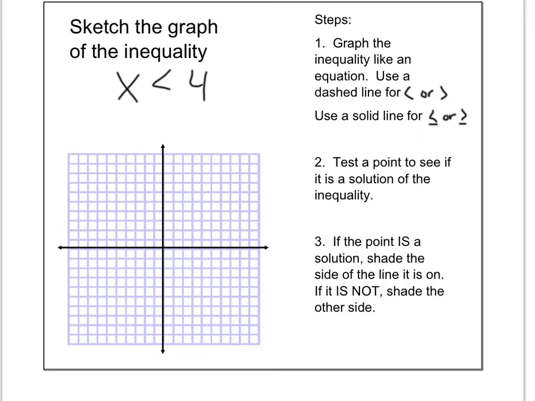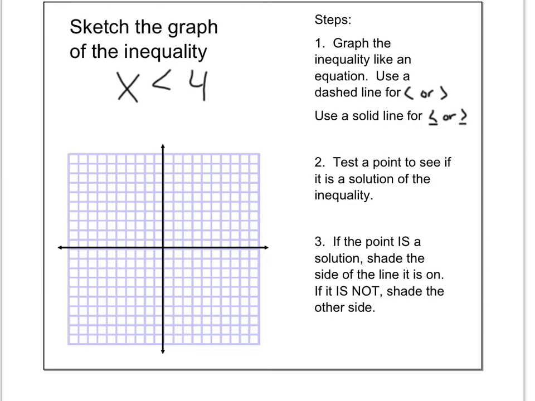So this says we want to sketch the graph of the inequality, and your steps for all of these are over here. Okay, we're going to graph the inequality like it's an equation. The only thing that we need to pay attention to start with is that if the inequality is less than or greater than, we need to use a dashed line. And if it's less than or equal to or greater than or equal to, then we use a solid line. Dashed line means that that number is not a part of the solution to the inequality. And a solid line means it is.